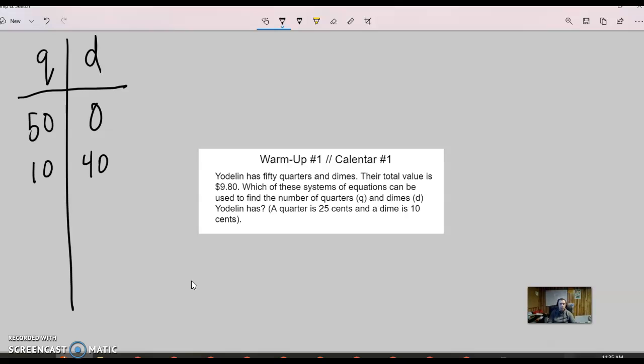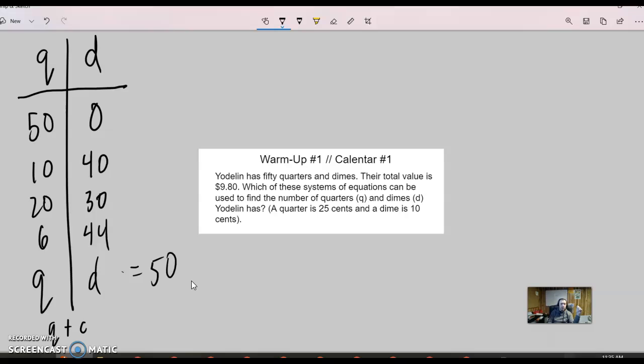That would be 40 dimes. We could have 20 quarters. That means 30 dimes. We could have 6 quarters. That'd be, oh, how do I find that? Oh, 50 minus 6 is 44. If I had Q number of quarters, how many dimes would I need to get to 50? Well, that's exactly what we have here, right? The number of quarters plus the number of dimes needs to equal 50.